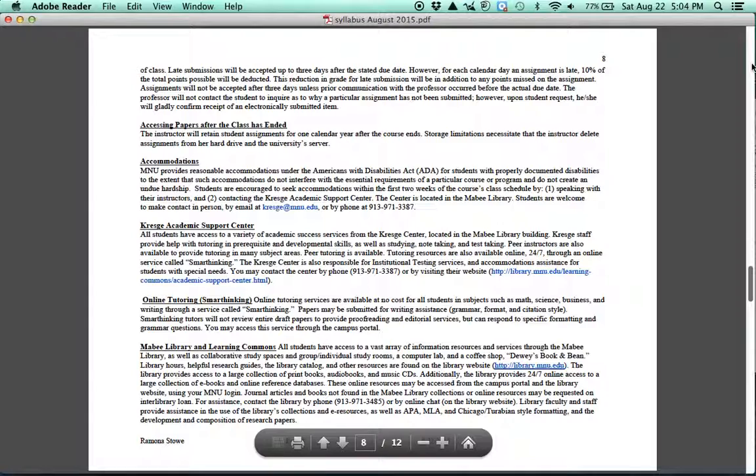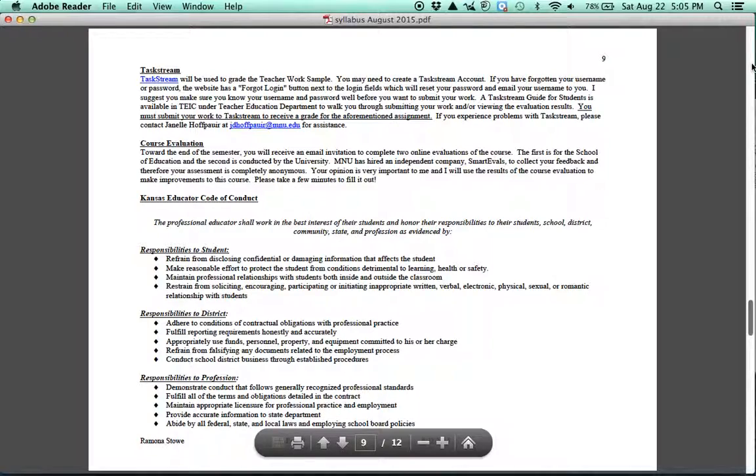Regarding accessing papers, I do keep your papers for about a year if you need to get those. And then we have some support. If you need any accommodations, there are directions, which include the Kresge Academic Support Center, and you can see more about the Kresge right there. We also have online tutoring, and if you need help, for example with your writing, that's a great resource to use. All of that is housed in the Library and Learning Commons, and there's information about that. We really encourage our graduate students to use the library.